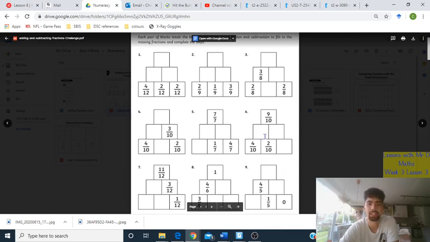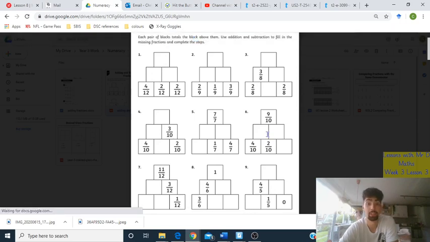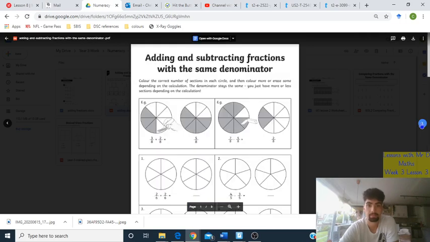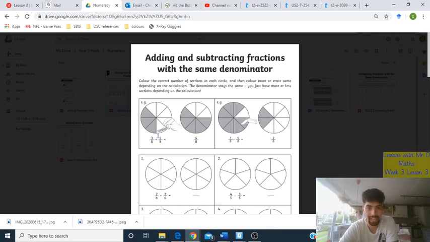Some of them you're going to get a numerator, a top number that's bigger than your denominator. We've said that's fine. That just means that you've got a whole and some extra parts as well. This one's another visual for adding. We know that if the denominator is the same, we can just add across the numerators. The denominator stays the same.